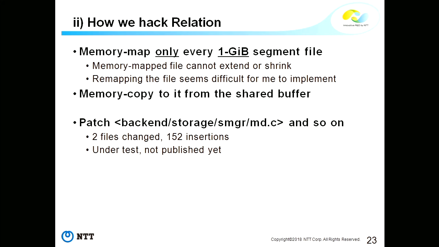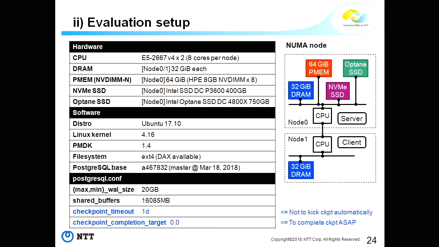I made a patch set that has 150 line changes. And my patch set is not published yet because it is still under test. Evaluation setup is the same as before, except here. I set checkpoint timeout to 1 day. It's long enough not to kick checkpoint automatically. I also set checkpoint completion target to 0 to complete every checkpoint as soon as possible.